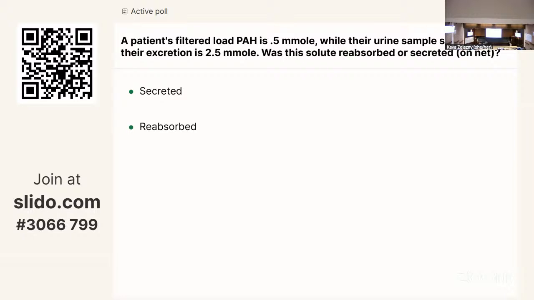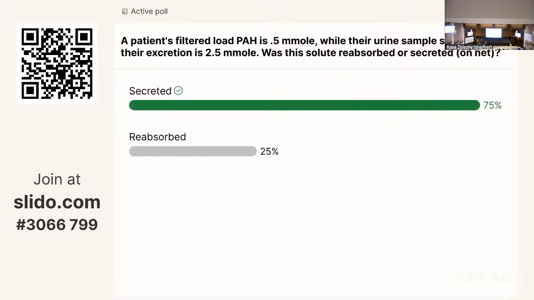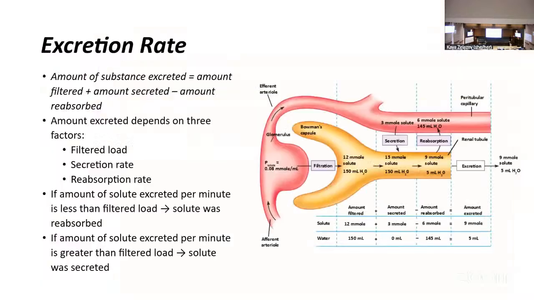Okay, not a lot of votes, but let's take a look. Okay, cool. So most people who answered got this right. So this would be an example of secretion. All we're doing when we look at this figure is we're trying to use our understanding of the directions of fluid and solute flow in order to understand function of the kidney.